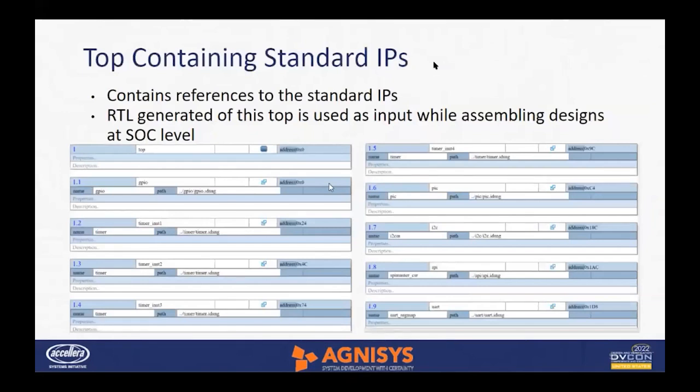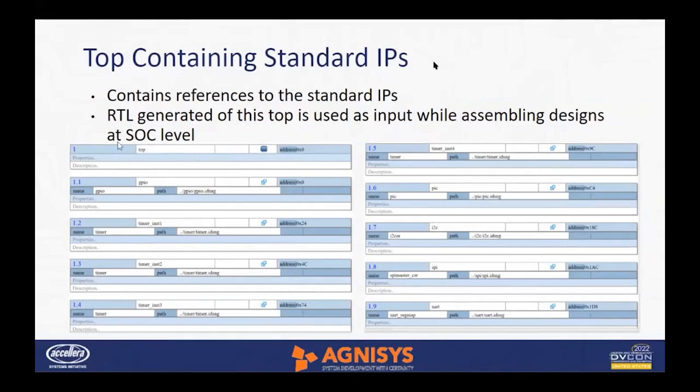So those were all the IPs which will eventually create the .v file and the specification in IDS-NG format for all the IPs. Now, the top containing all the standard IPs. This is the top specification, which contains references to the standard IPs. The RTL generated of this top is used as input while assembling designs at SoC level.